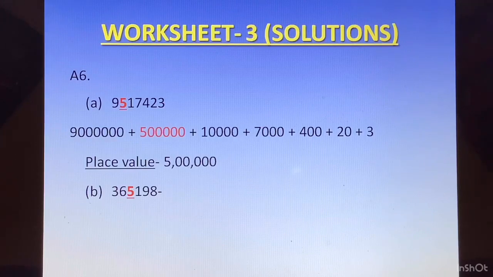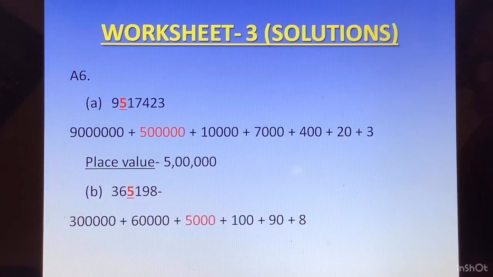Next one, 365198. In this again we have to write the expanded form. So the expanded form is going to be this. And the place value of 5 is 5,000, 5 followed by 3 zeros.